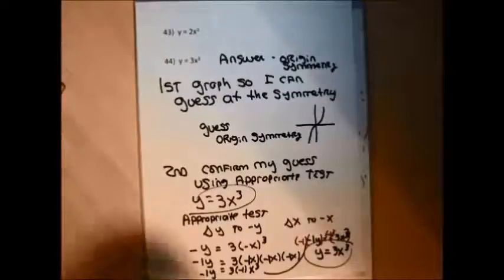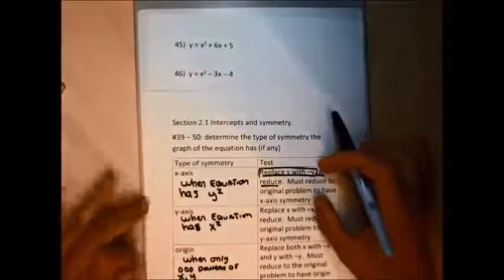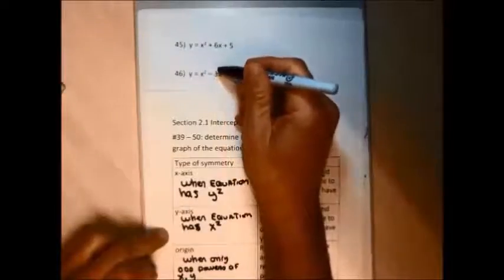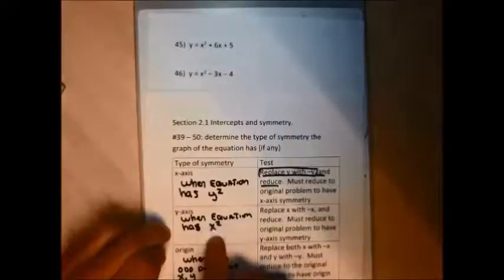All right, so just a few more problems. 46 is nice because I can go immediately into making my guess on what kind of symmetry it has. When I look at my little hints here, the equation doesn't have a y squared, so I don't think it has x-axis symmetry. It has an x squared, but on top of an x squared, it has an x to the first power term. And when you have both an x squared and an x to the first power term, that's not enough for it to have y-axis symmetry. I don't think this is going to have y-axis symmetry.